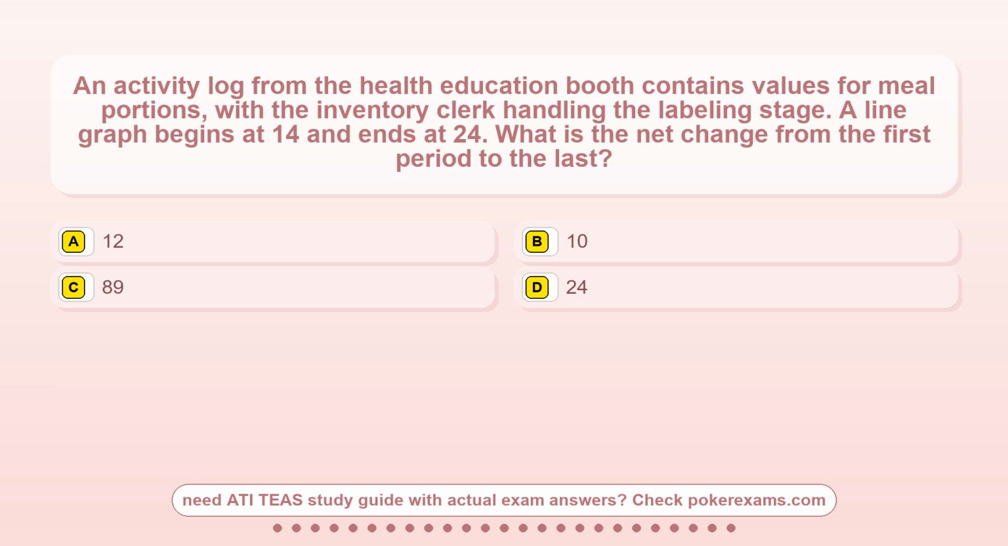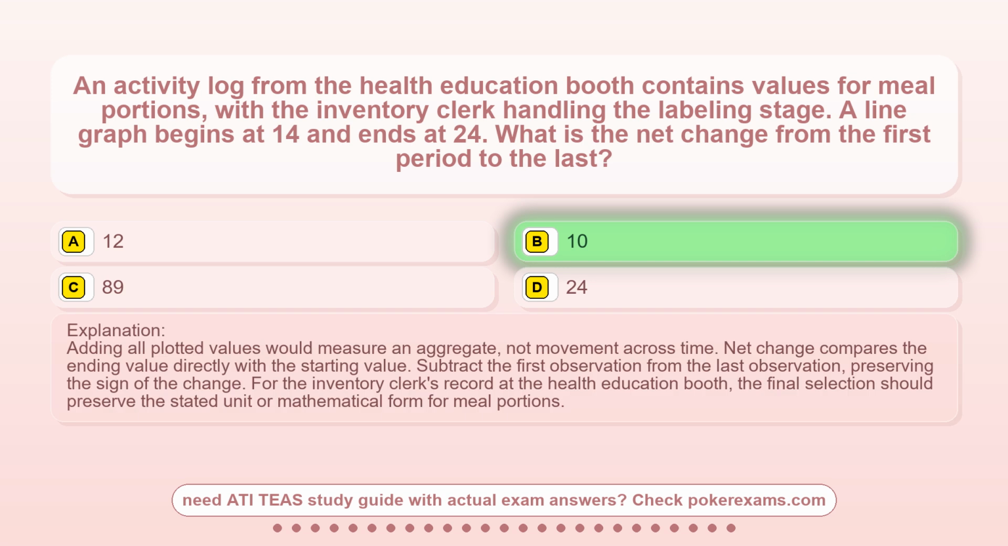Question 21. An activity log from the health education booth contains values for meal portions, with the inventory clerk handling the labeling stage. A line graph begins at 14 and ends at 24. What is the net change from the first period to the last? Option A, 12. Option B, 10. Option C, 89. Option D, 24.